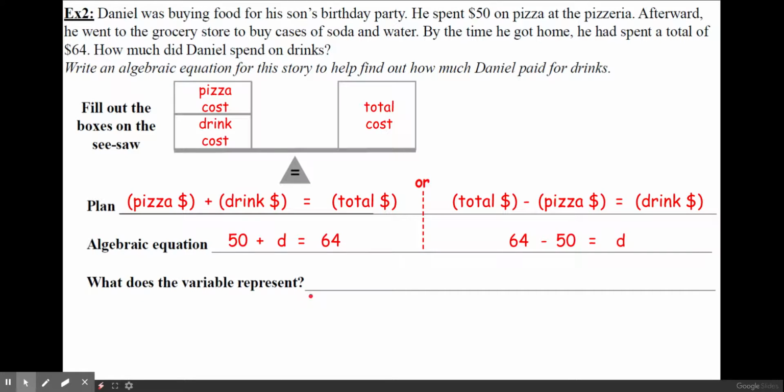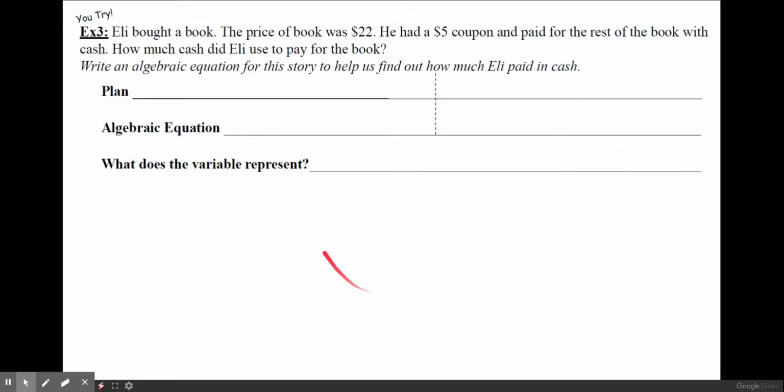So what does the variable represent in our equation? Well, D represents the drink cost, so D equals drink cost. All right, let's move on. You can try number 3 if you'd like. I'm going to keep going. Eli bought a book. The price of the book was $22. He had a $5 coupon and paid for the rest of the book with cash. How much cash did Eli use to pay for the book? Write an equation for the story to help us find out how much Eli paid in cash.